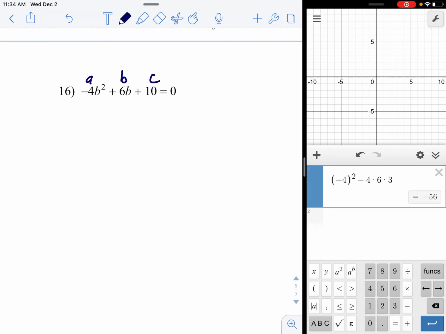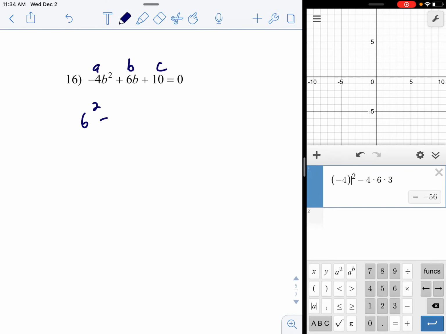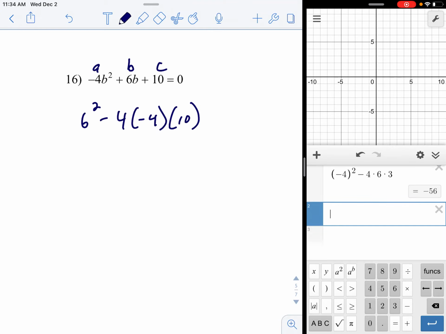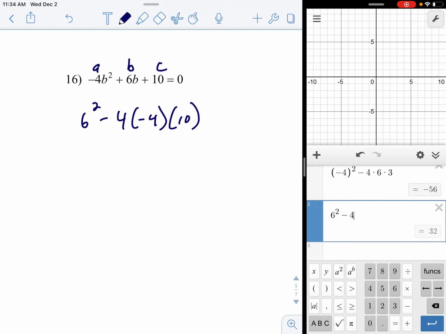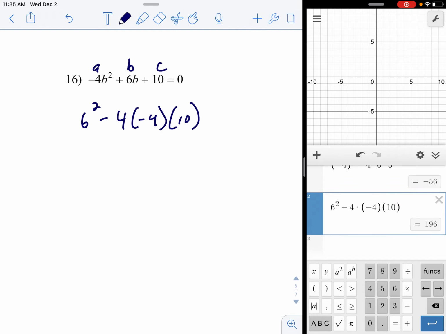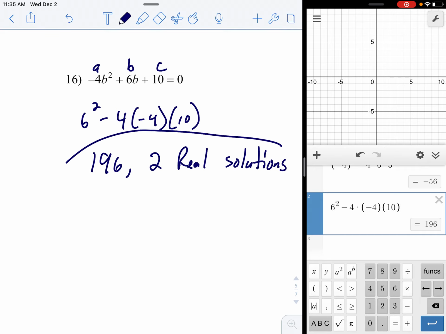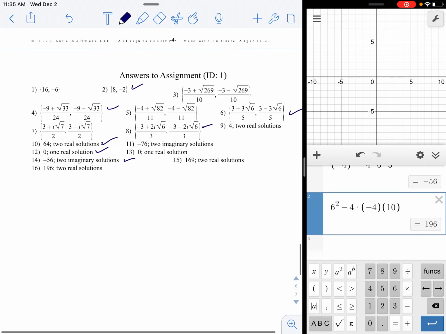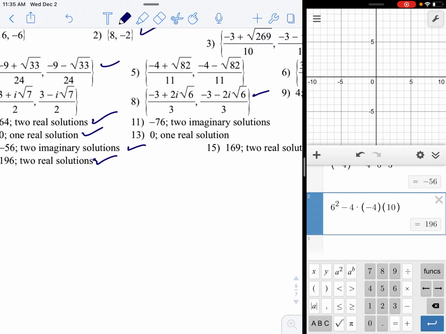A, B, C. 6 squared minus 4 times negative 4 times 10. 6 squared minus 4 times negative 4 times 10 is 196. All right, I'm not going to scroll back up. This is a positive number. What does positive mean? Positive means there's going to be 2 real solutions. Check number 16, and there it is, 196, 2 real solutions.